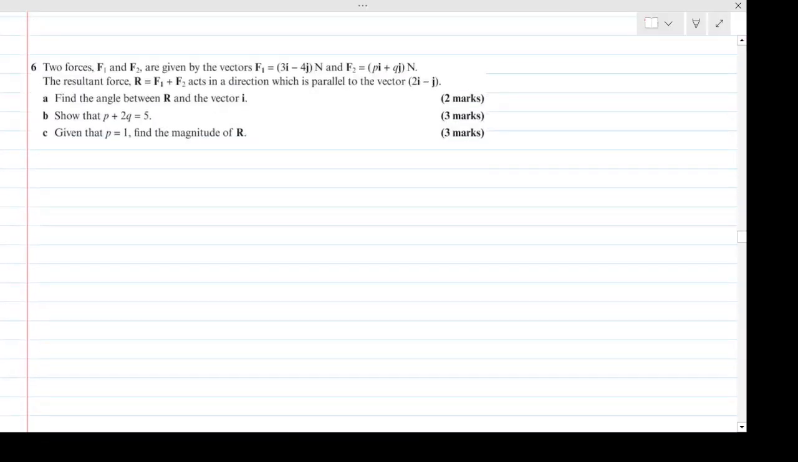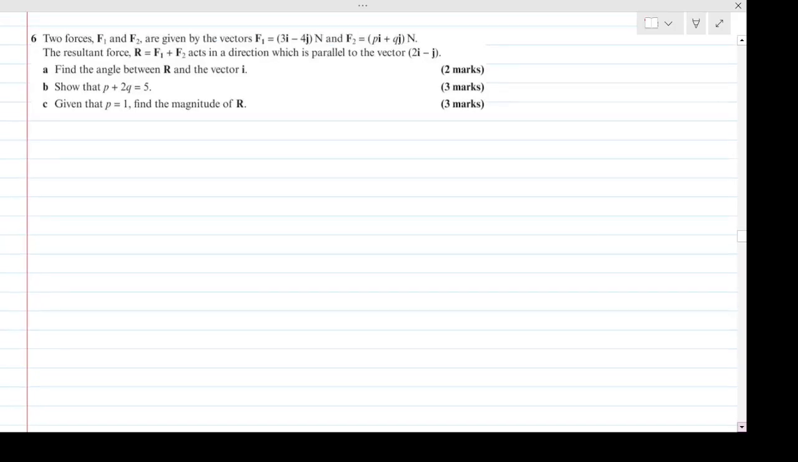Right, so have a look at this question then. We are told here that there are two forces, F1 and F2, given by these vectors. And we're given a resultant force R, which is F1 add F2, and we're told it acts in a direction which is parallel to the vector 2i minus j. It's quite a lot going on here.